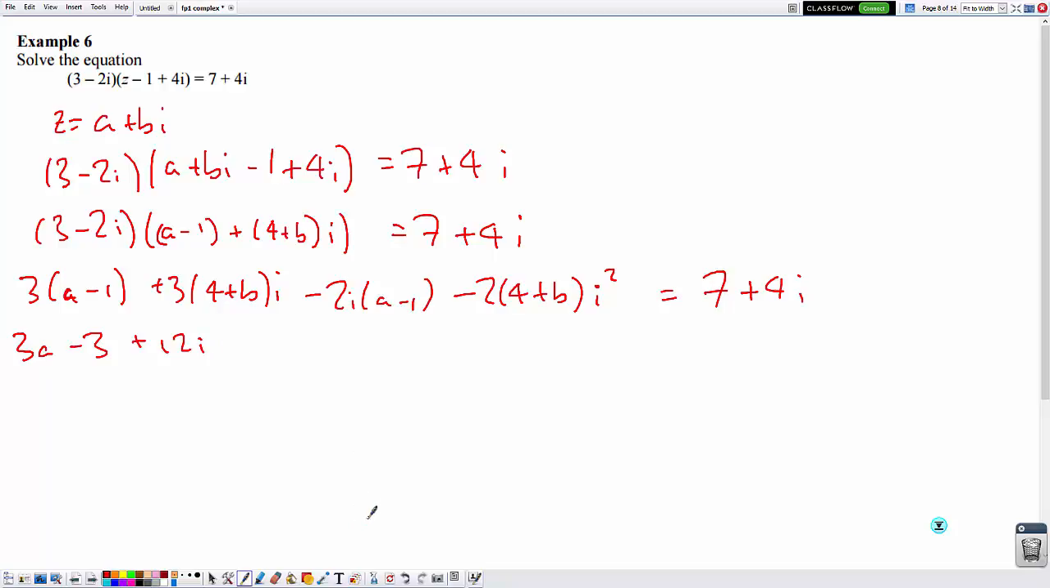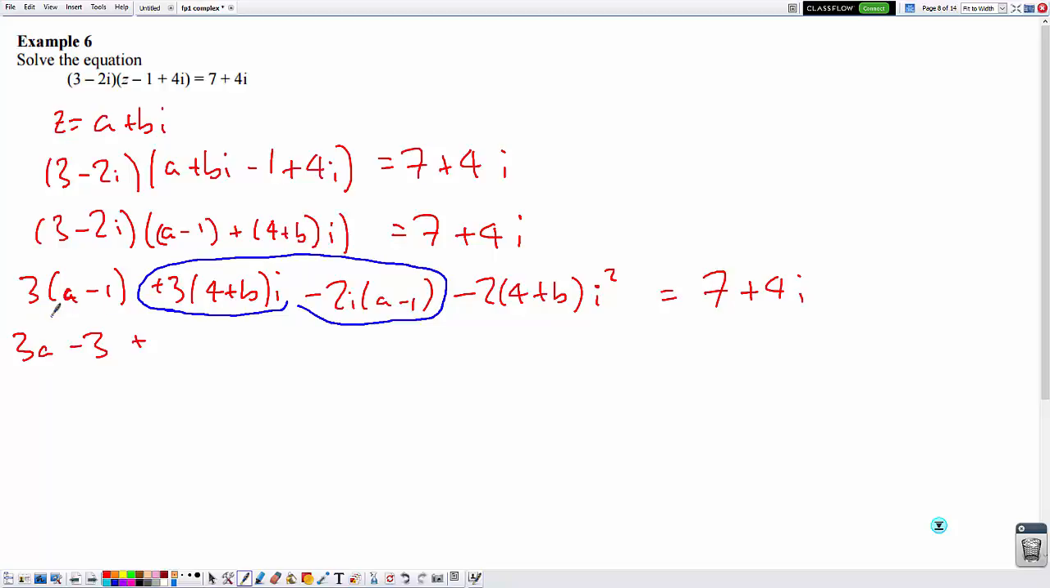In fact, okay, equals plus 12i plus... in fact, actually, we want to compare real and imaginary parts. So let's gather my i's together. So my i's, these are my i's. This is everything that's got an i in it. So I'm going to factorize out the i from this.